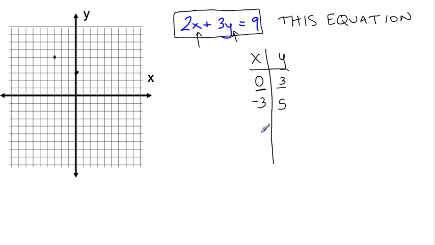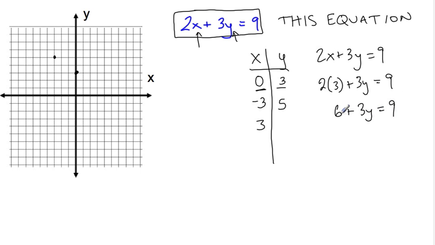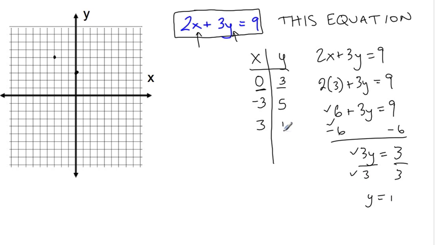And why not keep things symmetrical? Let's pick positive 3. Two times 3 is 6. This 6 is positive, so I do the opposite. 6 minus 6 is 0. I told you I wouldn't write it anymore. 9 minus 6 is 3. So what do I do? I divide. Divide by 3. Y equals 1. So my point is 3 comma 1.